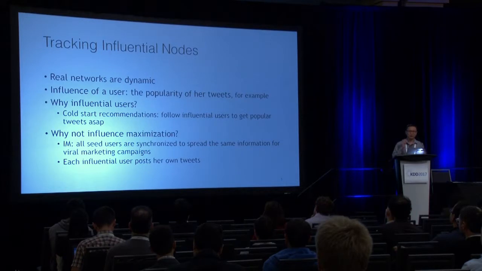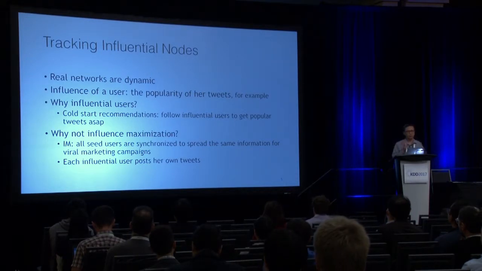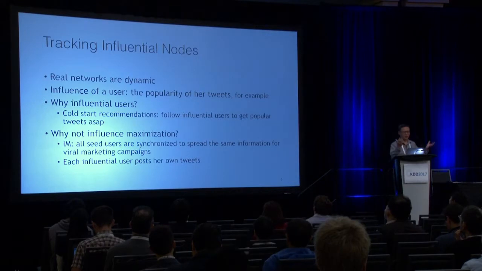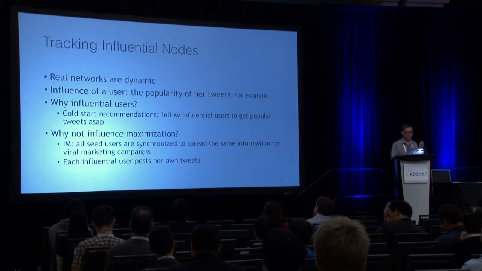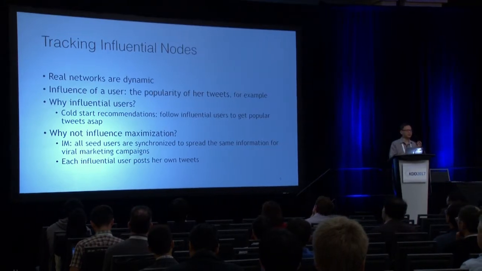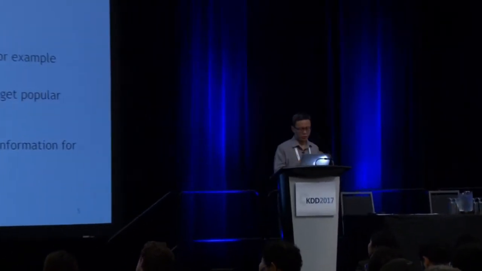Specifically, we are interested in checking influential nodes in a dynamic network. We all know real networks are dynamic. I just gave you some numbers, and I hope you are convinced. And in a network, the influence of a user is important. What is influence? Influence, by intuition, is just the popularity of, for example, the user's tweets. And why do we want influential users? Let me give you one very simple example, which you see many, many times.